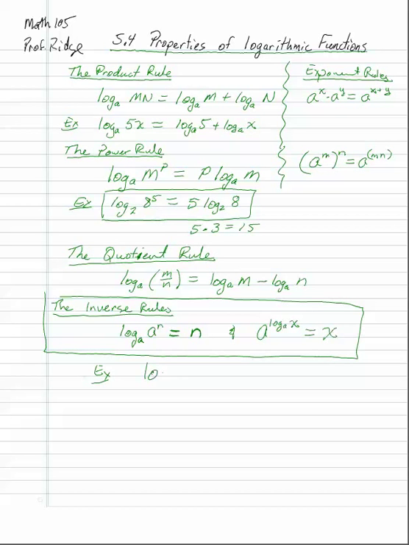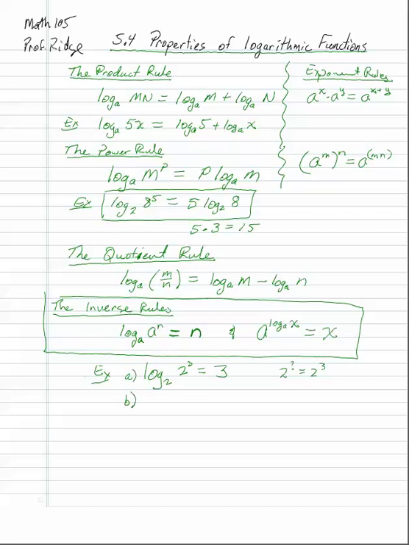If I had log base 2 of 2 to the 3rd, we're saying 2 to what power is 2 to the 3rd? Well, right, that's a no-brainer. It's already written as a power of 2. So the answer is 3.